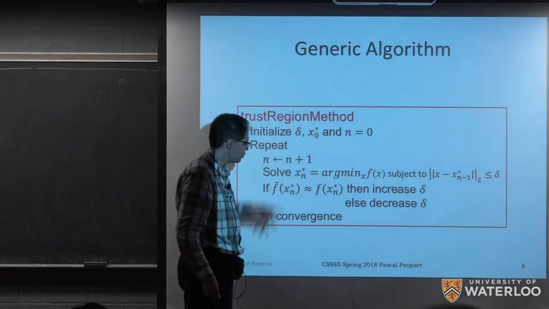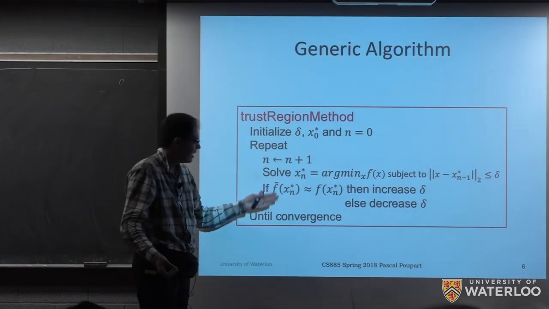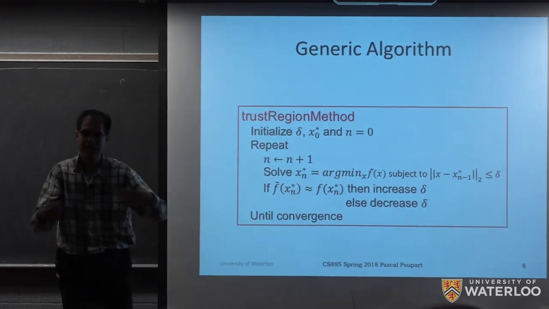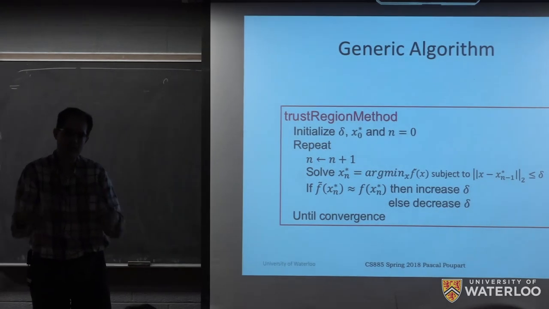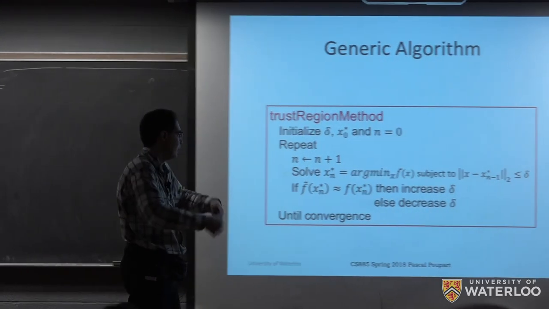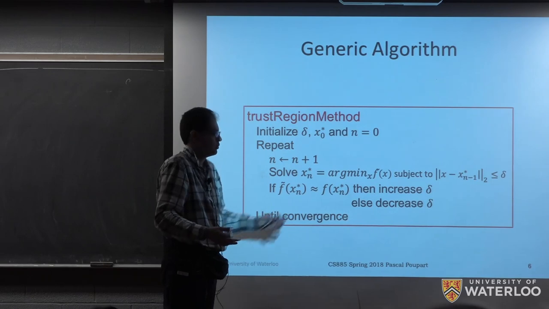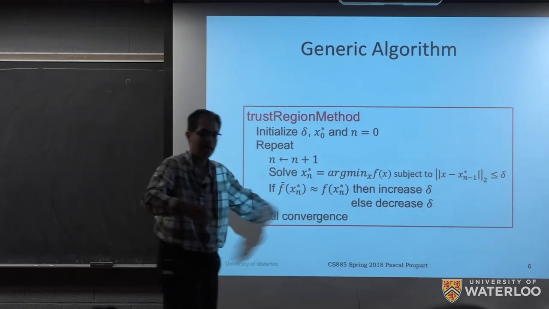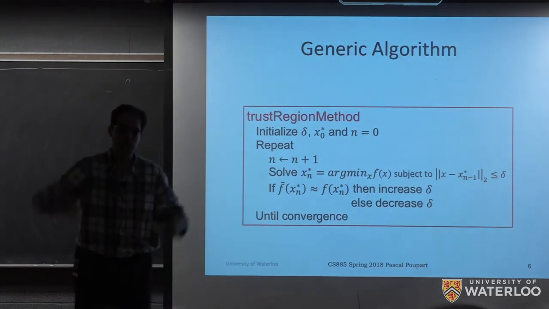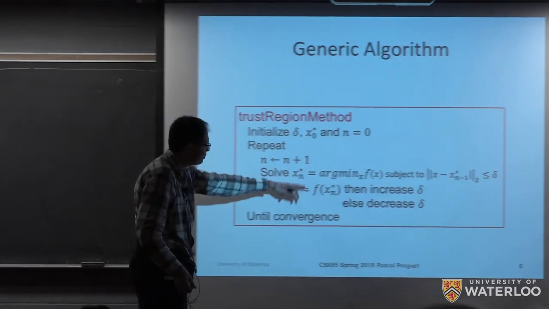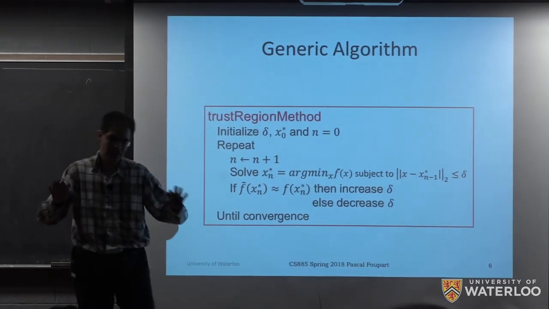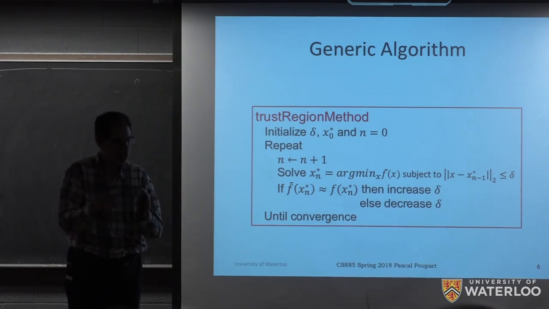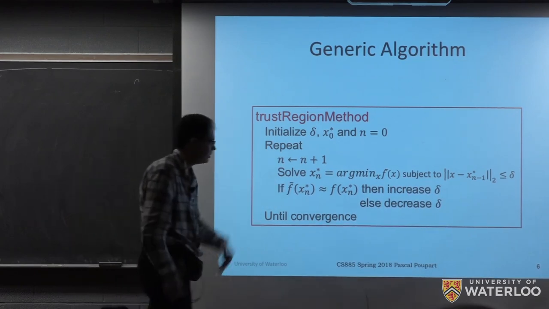Once I obtain the solution, I can check how good my approximation is versus my true function at that point. If the two are fairly close, perhaps I was a little too conservative, and I can simply increase delta so that at my next step I will be able to search further. But if the approximation was not good, then I was a little too aggressive, and I need to make my region smaller, so I will decrease delta.